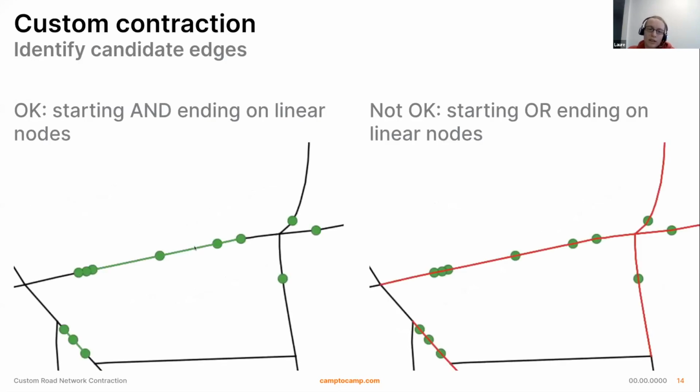Then we identify edges touching those nodes, but it's not just touching. It has to be touching on both start and end. Why? Because if we took edges touching on only start or end, we would come across this kind of situation where you can see we can't take all of these red edges and merge them together because we would also have a fork here. So we really need to have edges starting and ending on linear nodes.